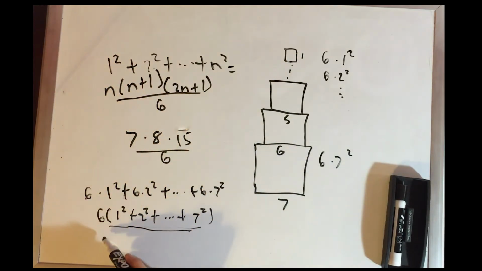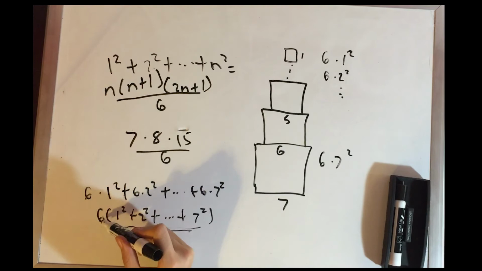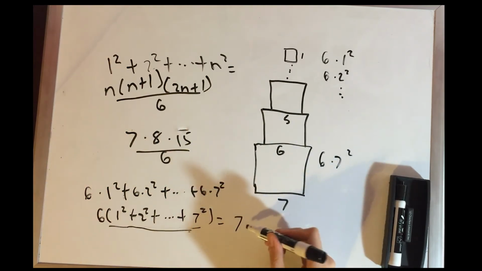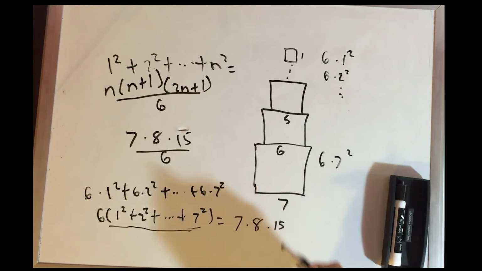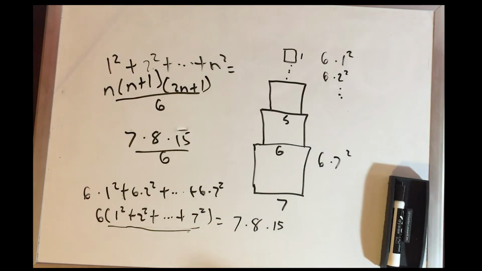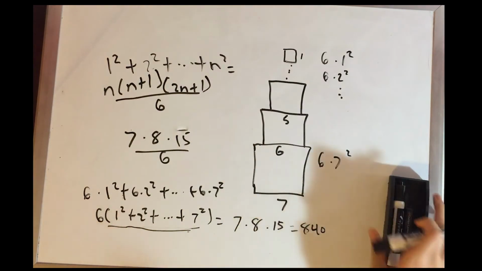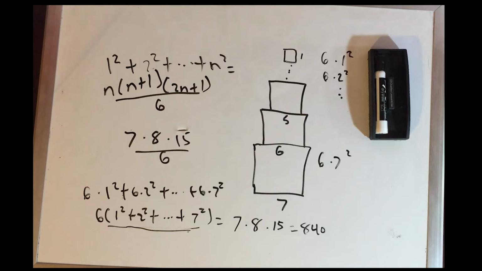And we're multiplying it by 6 anyway, so let's just cancel out these 6's. So this sum is going to be equal to 7 times 8 times 15. And if you work that out, you'll get 840. So if we sum the surface areas of all the cubes individually, without considering the overlapping areas at all, we'll get a surface area of 840.